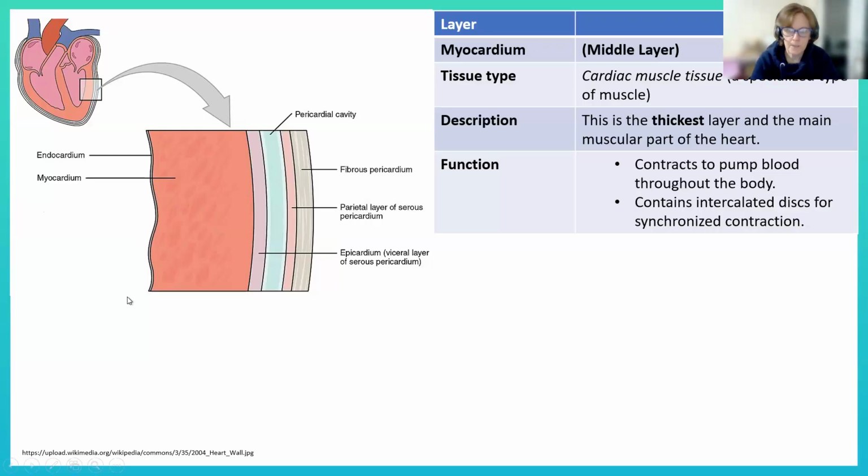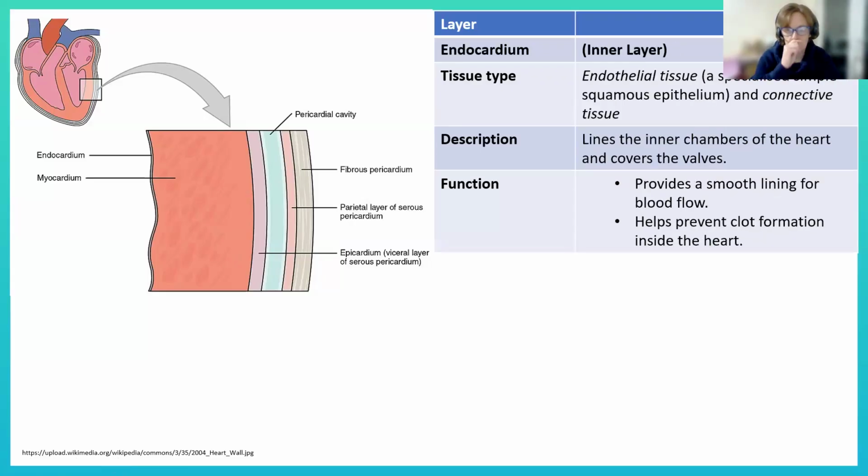So what's the function of the muscle? Pump the blood around the body, and it also contains intercalated discs for synchronized contraction. It has to contract in the exact right order, starting from the exact right place. You can't just have that muscle randomly contracting. It has to be very carefully controlled so it pumps rather than, you know, the top bit squeezes, then the bottom bit squeezes. That can't happen. It's all got to happen in order and sequence. So it's a very specialized tissue.